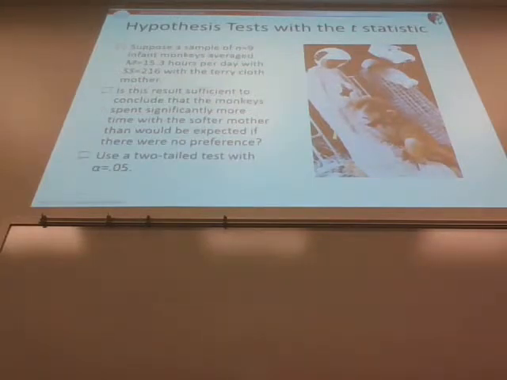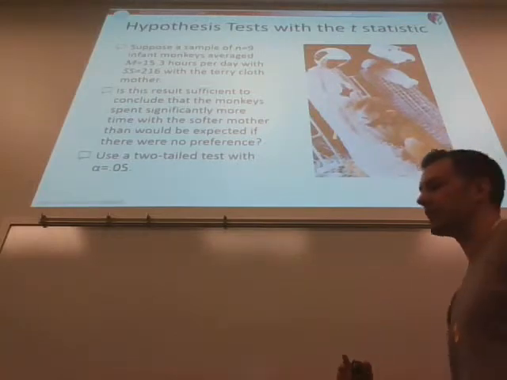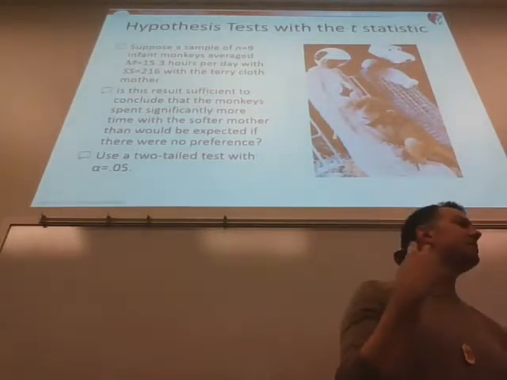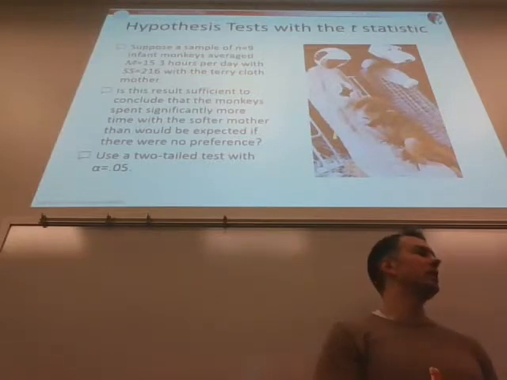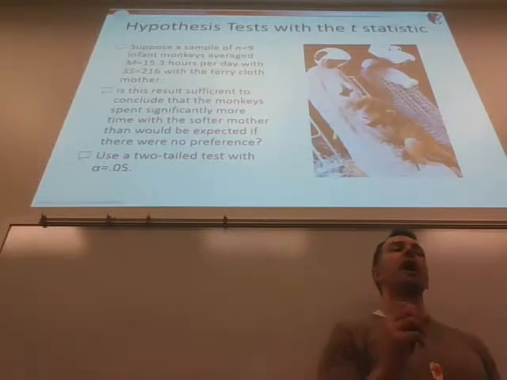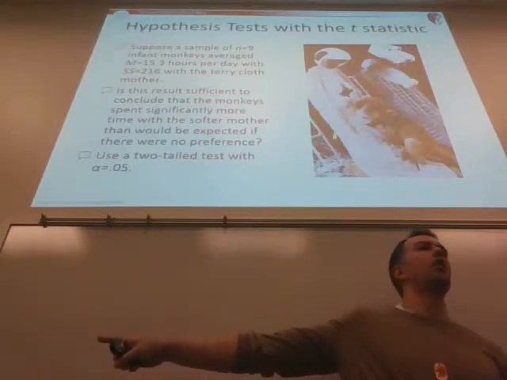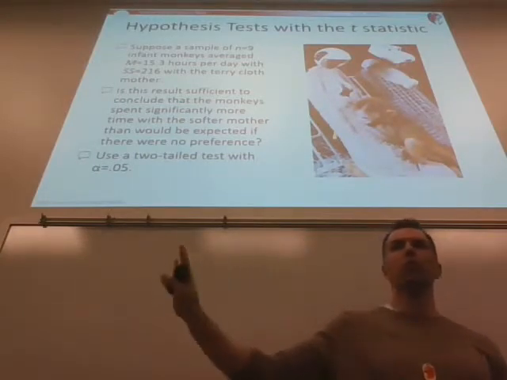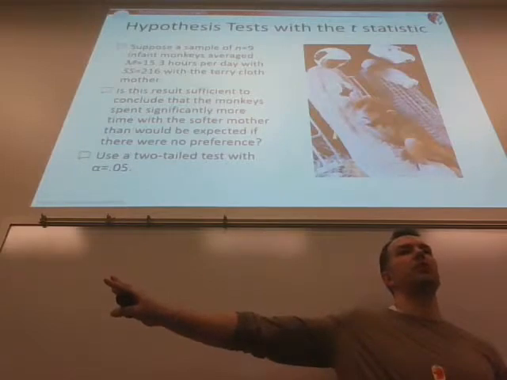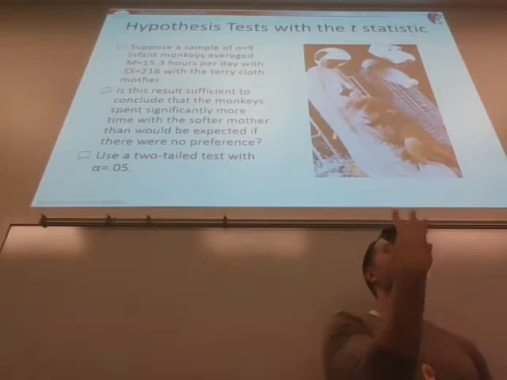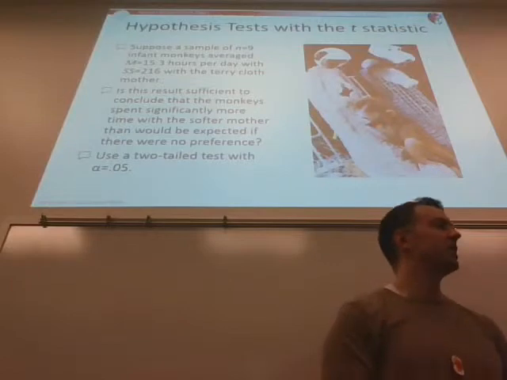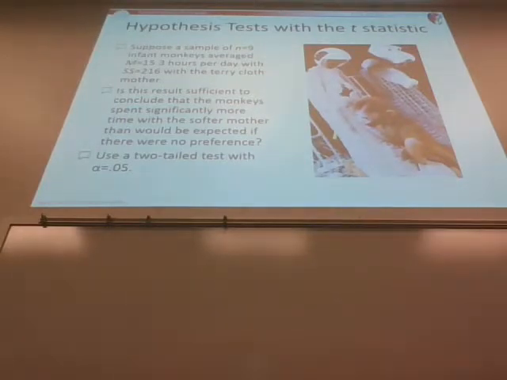So we have a sample of 9 infant monkeys. They averaged 15.3 hours a day with the terry cloth mother. And we're going to now run this t-test one more time to determine, is this result sufficient to conclude that these monkeys actually spend significantly more time with the terry cloth mother? I.e., does this sample of monkeys not belong to that no preference population? So they're too weird to belong to that no preference population. It must be that they came from a population of monkeys that prefer the terry cloth mother. We're going to do a two-tailed test with alpha of 0.05.